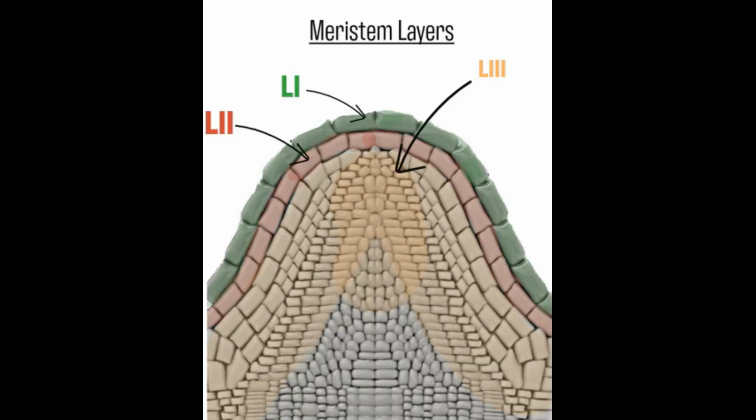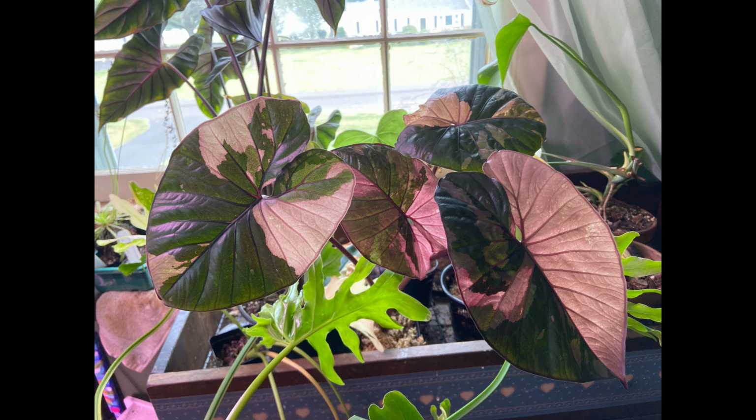Now we're going to be talking about what causes the color in plants. In part 1, we covered what causes variegation patterns, and now we're going to be talking about the color.